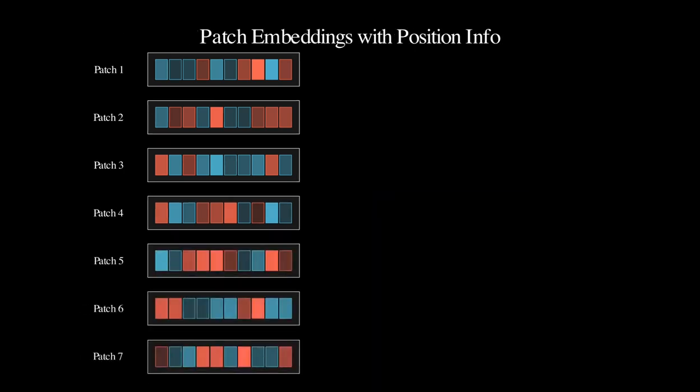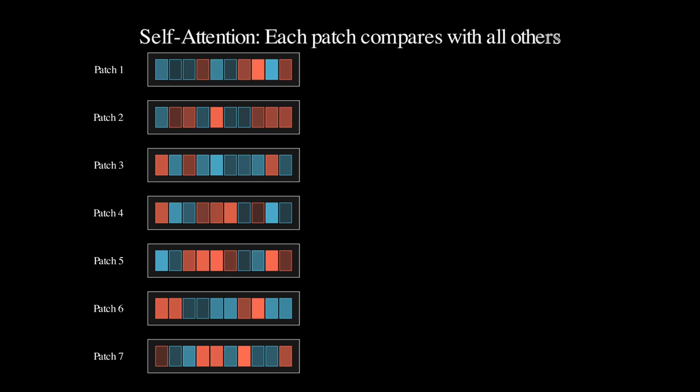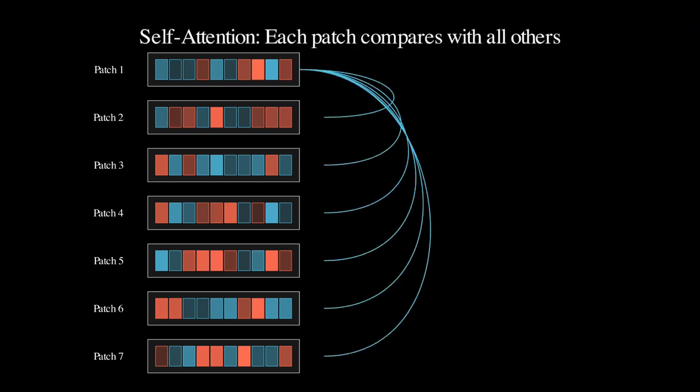And now the magical part of ViTs: self-attention. Each token asks, what other patches should I be paying attention to? It calculates attention scores between all pairs of patches, which lets the model understand global context, how one part of the image relates to another. This is how they work.